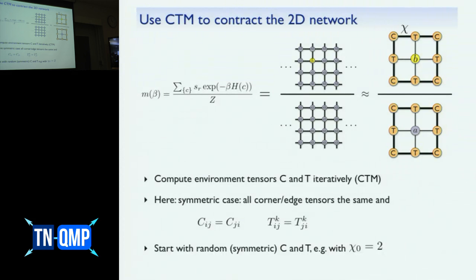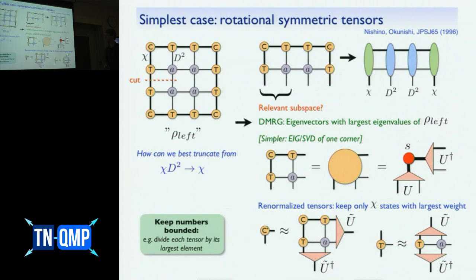And then, as explained before, the way to do one of the CTM steps in the simple case is simply multiplying these four tensors together. You get this tensor, you do an SVD, and then you truncate this down to the chi important states, and you use this to compute the renormalized tensor and renormalized edges.